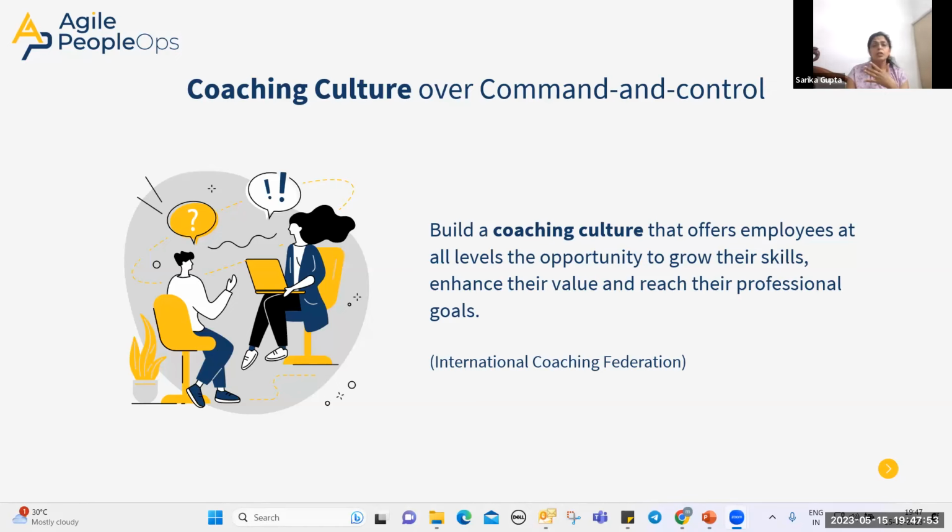Now, a coaching culture not only benefits individual employees, but also the organization as a whole. How? Because by practicing this, you are in a position to create a positive work environment, with improved communication, improved collaboration, and enhanced overall performance and productivity. That is what happens when you implement this in your organization.